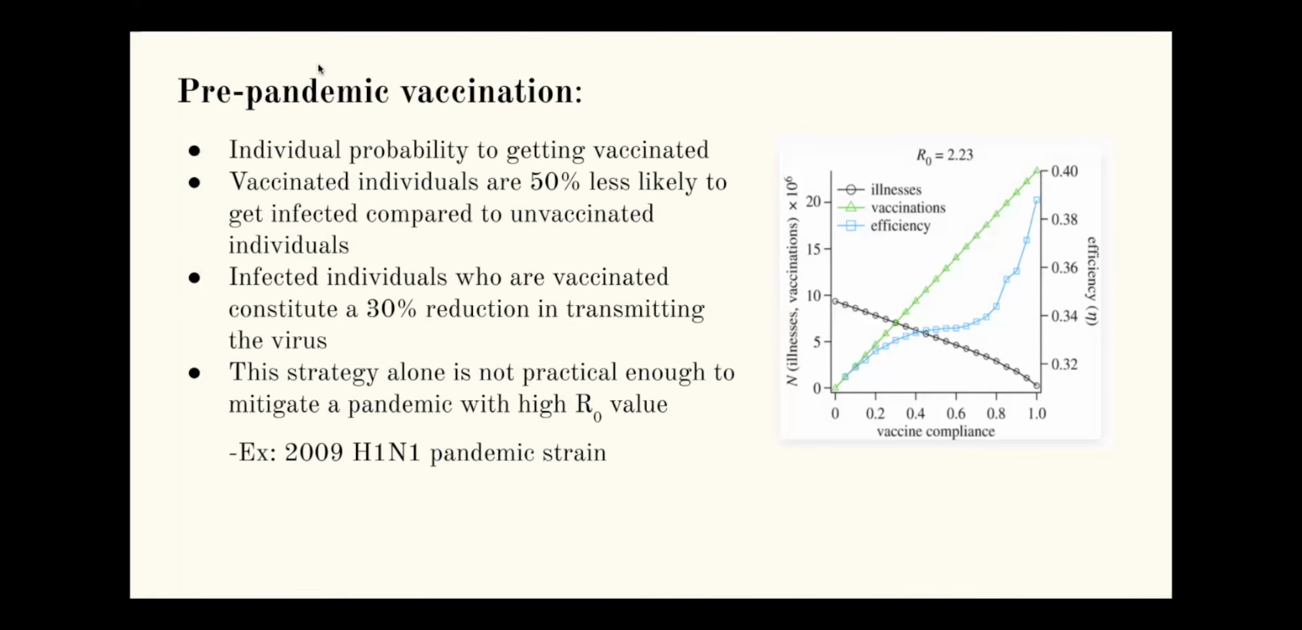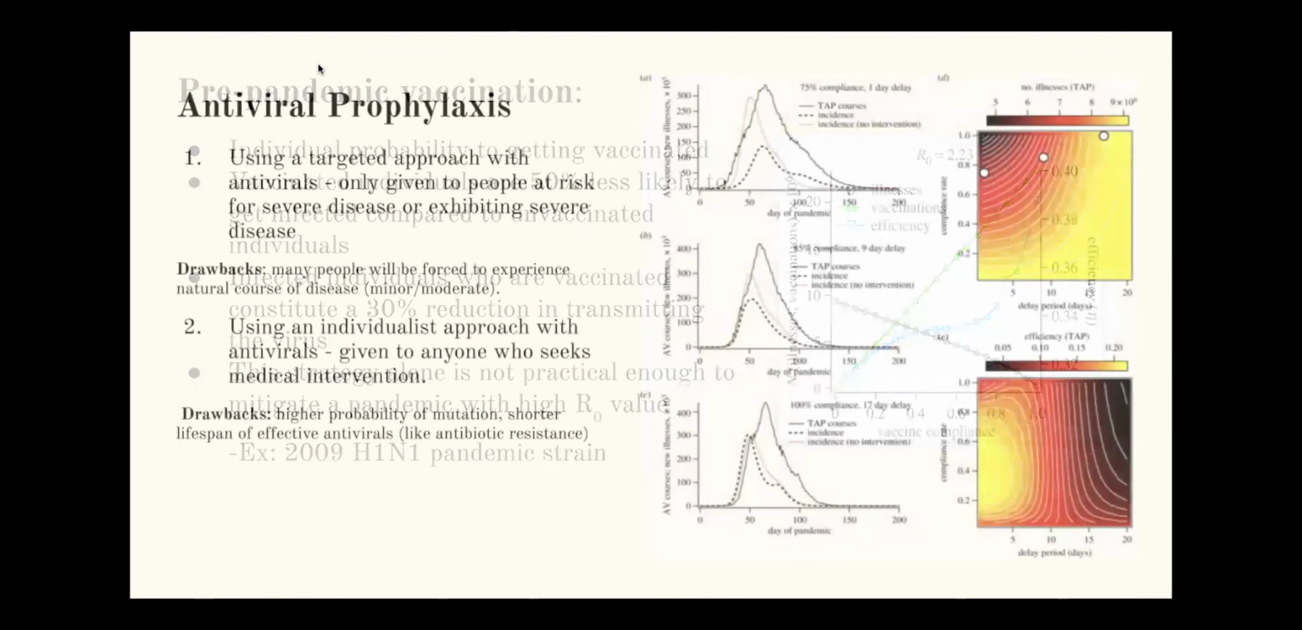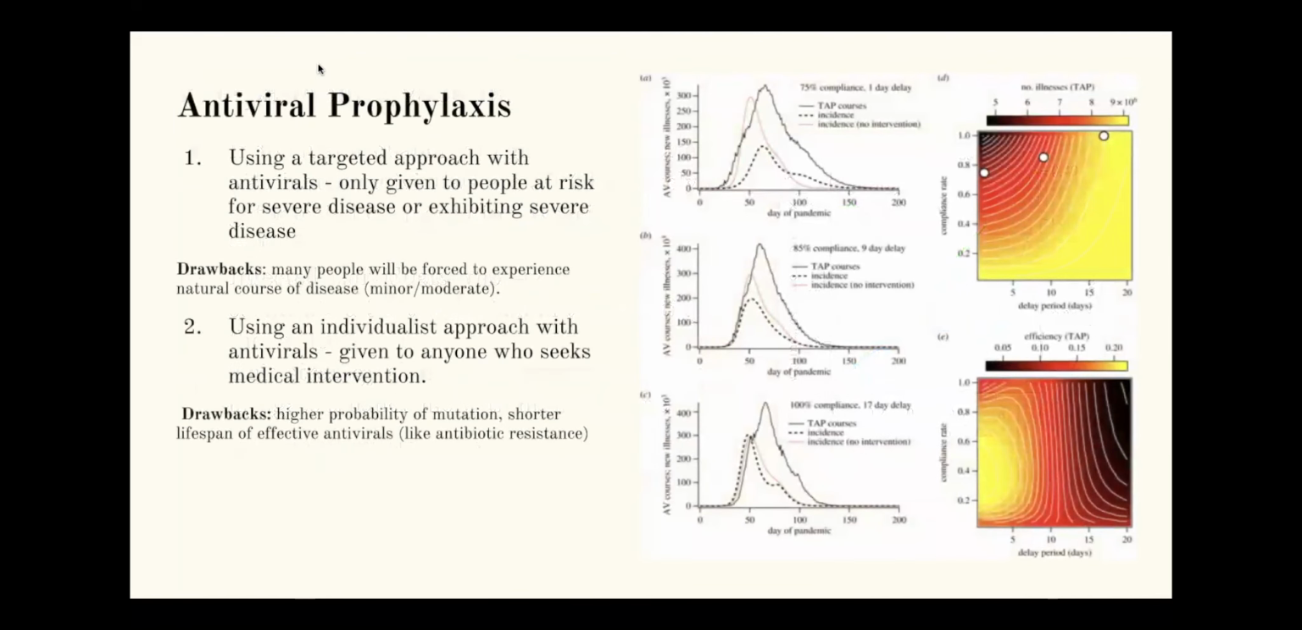Also, infected individuals who are vaccinated constitute a 30% reduction in transmitting the virus. Most importantly, the pre-pandemic vaccinations alone were not able to provide significant herd immunity for extremely infectious pandemics. They used the R0 value of 2.23 compared to the R0 value of the 2009 H1N1 pandemic strain, which was about 1.5. The second mitigation strategy concentrated on targeted antiviral prophylaxis.